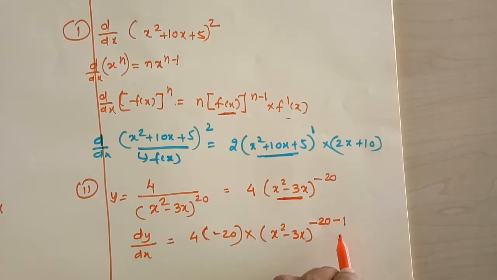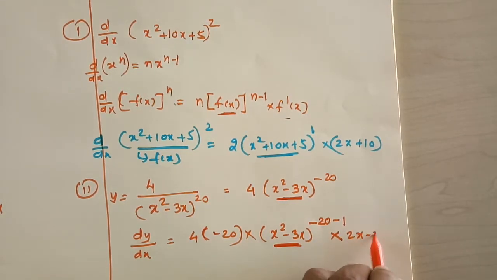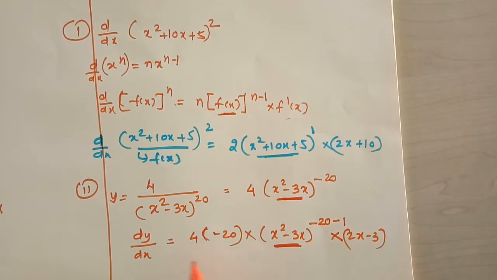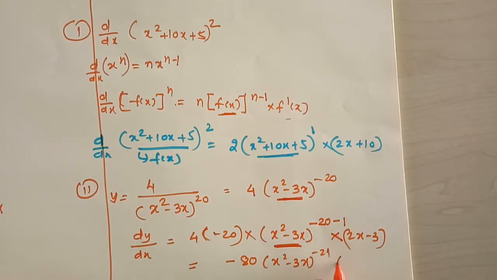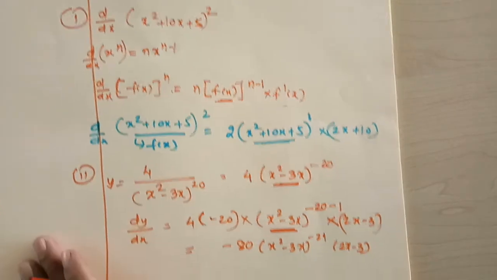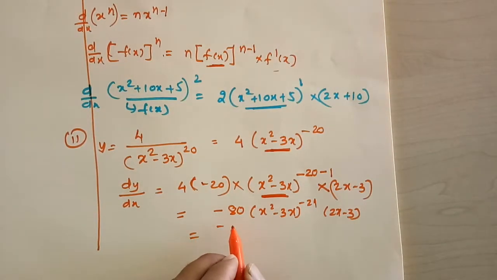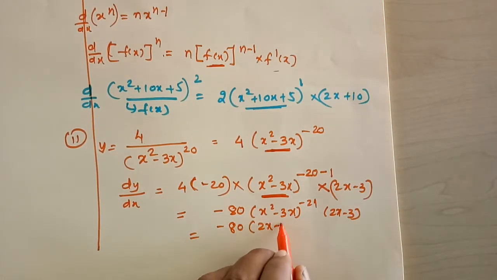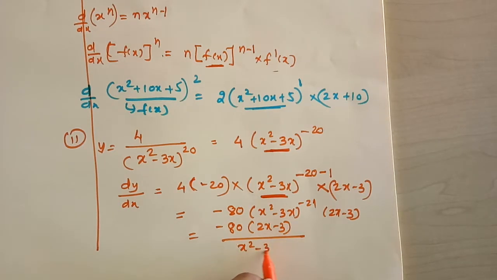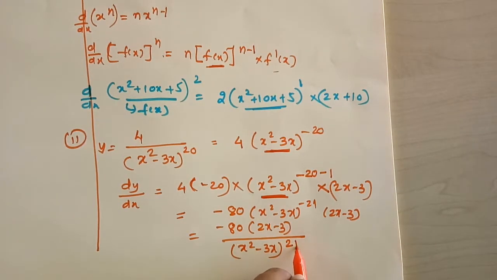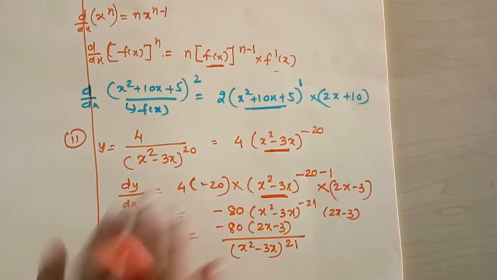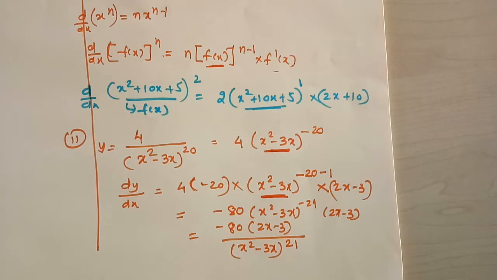What do we do next? Into the derivative of f(x), which is 2x minus 3. That's your answer. So it's going to be negative 80 (x squared minus 3x) to the power negative 21 into (2x minus 3). And if you simplify this, it's going to be negative 80 (2x minus 3) over (x squared minus 3x) to the power 21. Hope this helped you understand the power differentiation using chain rule.